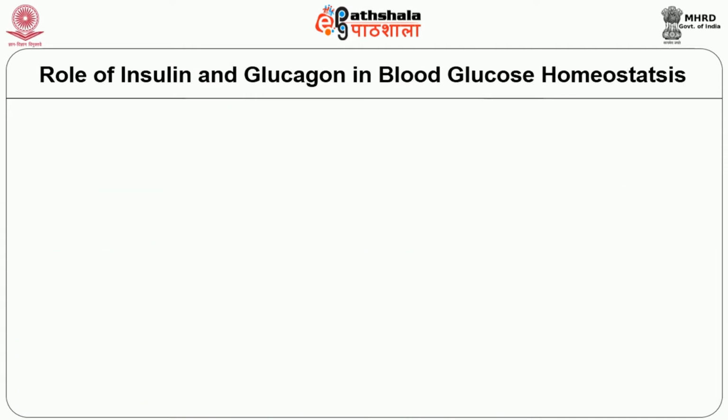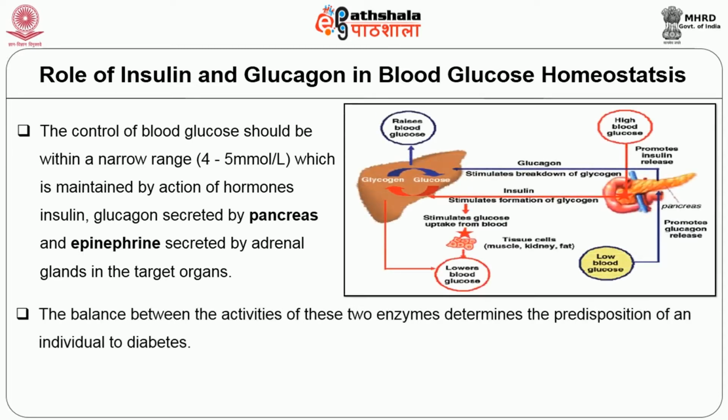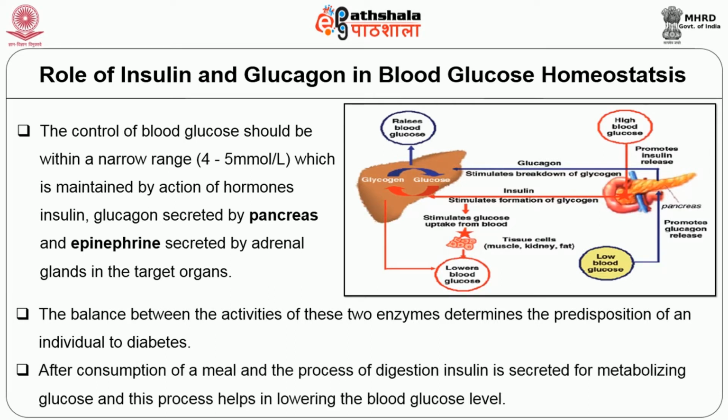The role of insulin and glucagon in blood glucose homeostasis. The control of blood glucose should be within a narrow range of 4 to 5 millimole per liter, which is maintained by the action of the hormones insulin and glucagon secreted by the pancreas and epinephrine secreted by the adrenal glands in the target organs. The balance between the activities of these hormones determines the predisposition of an individual to diabetes. After consumption of a meal and the process of digestion, insulin is secreted for metabolizing the glucose, and this process helps in lowering blood glucose levels.